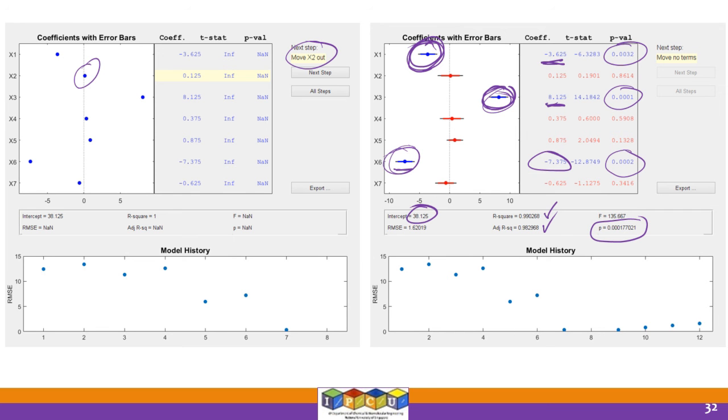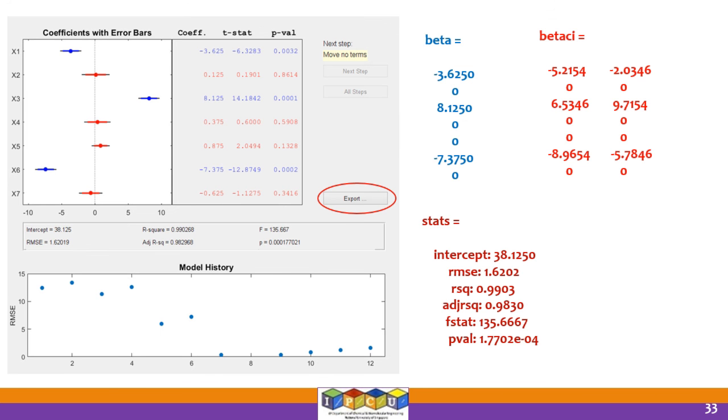For the terms that are not included, you can see the 95% confidence intervals, they cut the zero value. So that is why these are insignificant terms in the model. So at this stage, this is what we say. We can export the output at this particular stage to the workspace, etc.